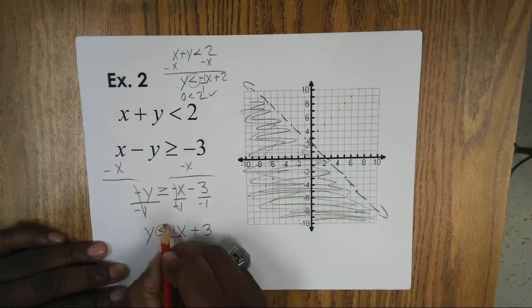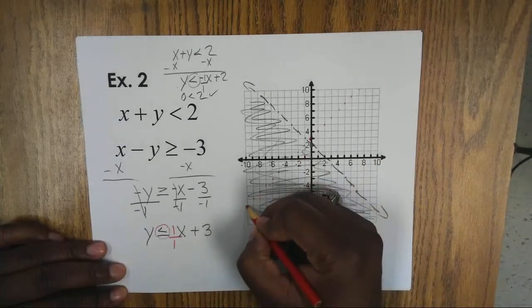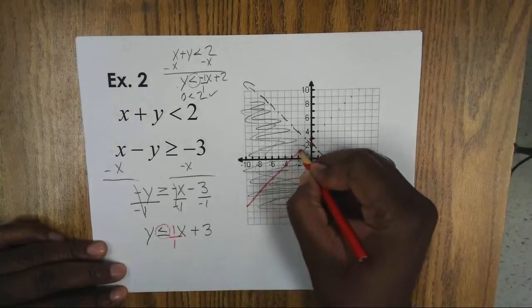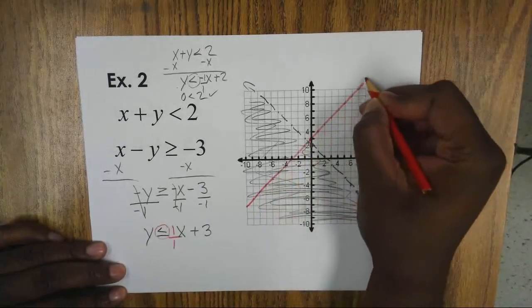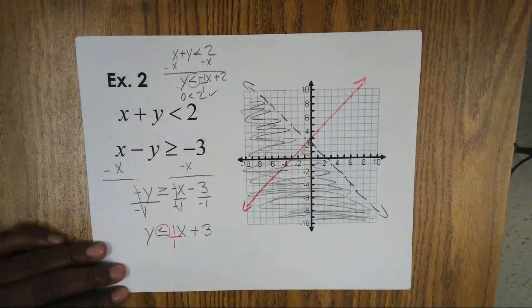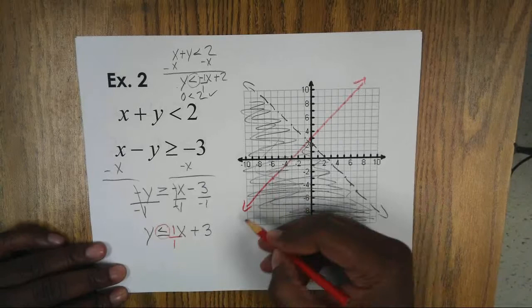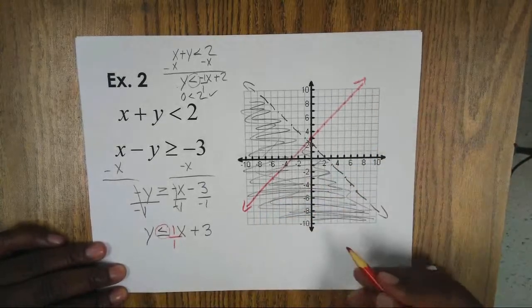Now, I have a less than or equal to sign. So that means I'm going to have a solid line. So, connect those points. And I have my solid line. So that's what my line will look like. Now that I have my two lines, I need to figure out where do I shade this second line. Well, it said less than or equal to, so I would think that's all of this region here.